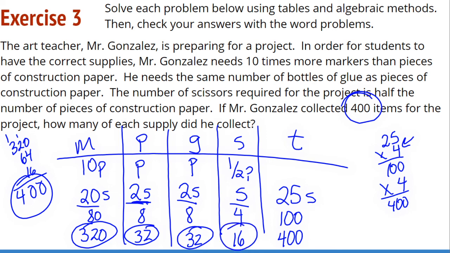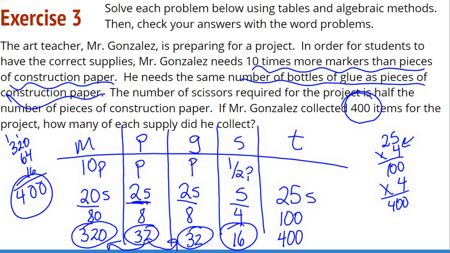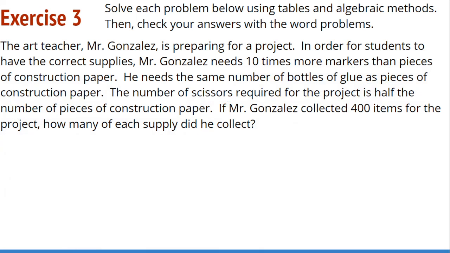Now I need to check and make sure that this matches the correct criteria in the problem. Do I have 10 times more markers than construction paper? Well, paper times 10 is 320. Do I have the same number of glue as paper? Well, the glue and paper do equal each other. Are the scissors half the paper? 16 is half of 32. Yep. And my total is 400, so I have met all of the criteria for this problem.